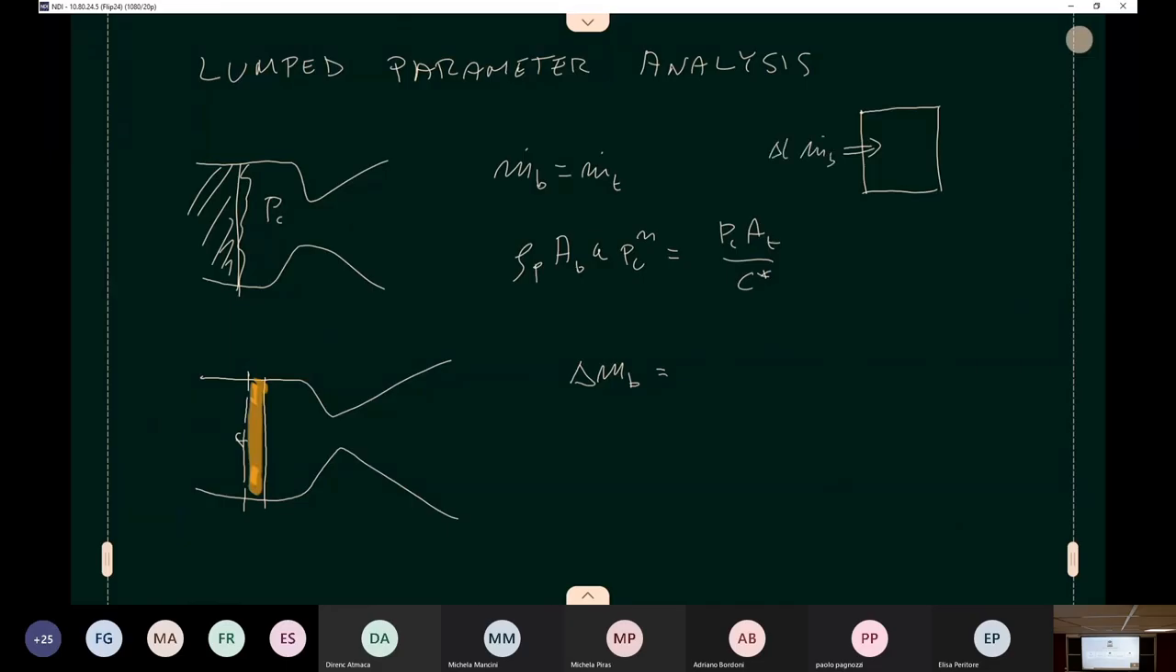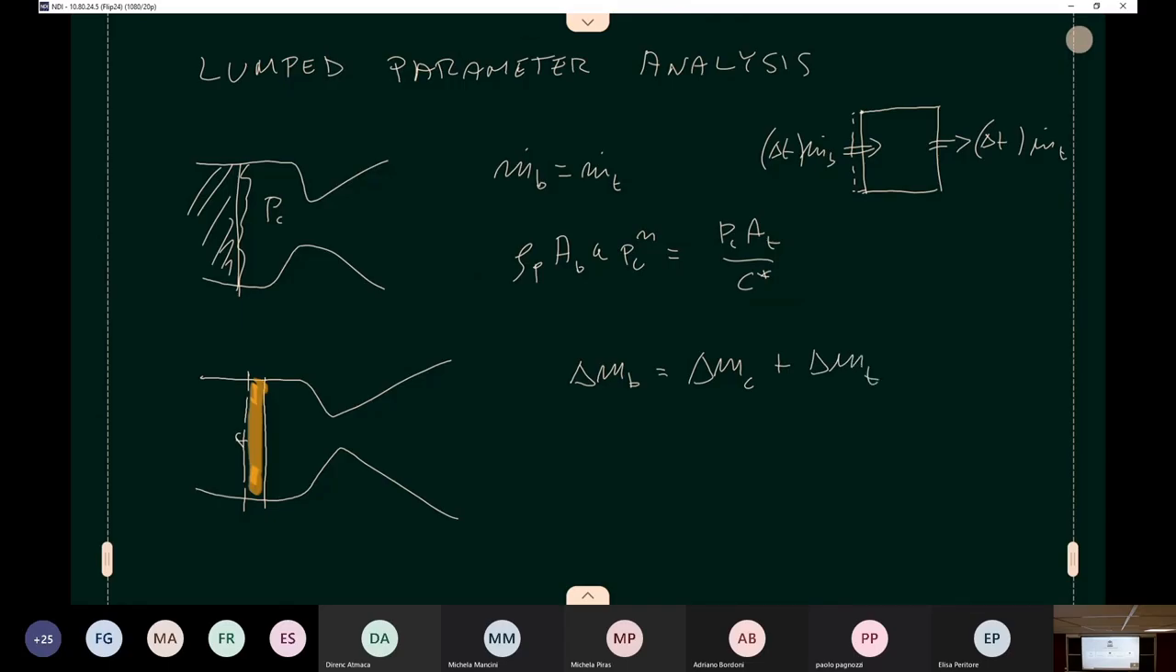So delta T dot MB, and something is going out, delta T dot MT. This is something coming in and coming out from this volume, but this volume has changed. So we should consider also this additional volume that is available, and this will be occupied by a given mass, let's say, which is the increased mass of gases within the chamber.